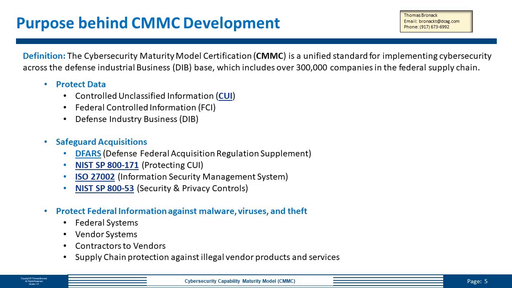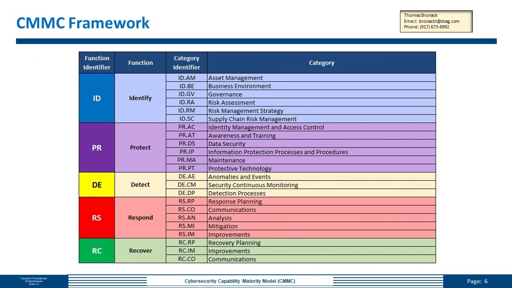Protect federal information against malware, viruses, and theft, including federal systems, vendor systems, government data use and protection by contracts and vendors, and supply chain protection against illegal vendor products and services.